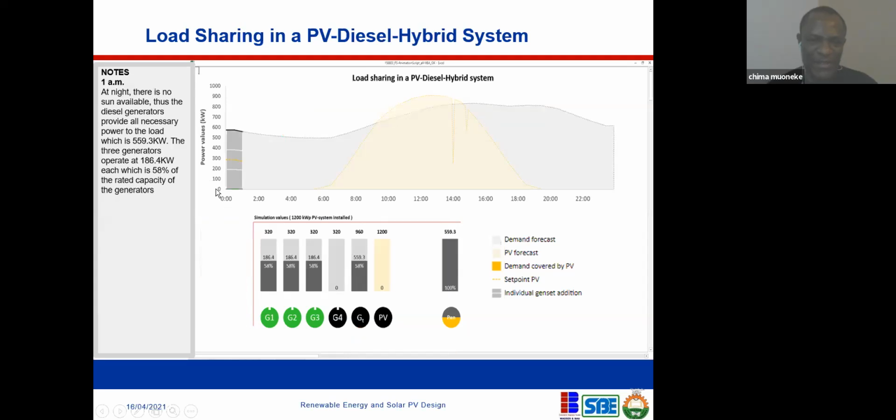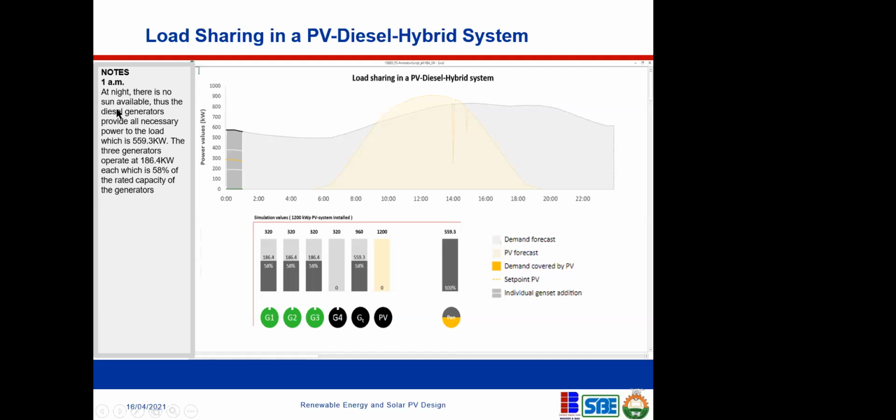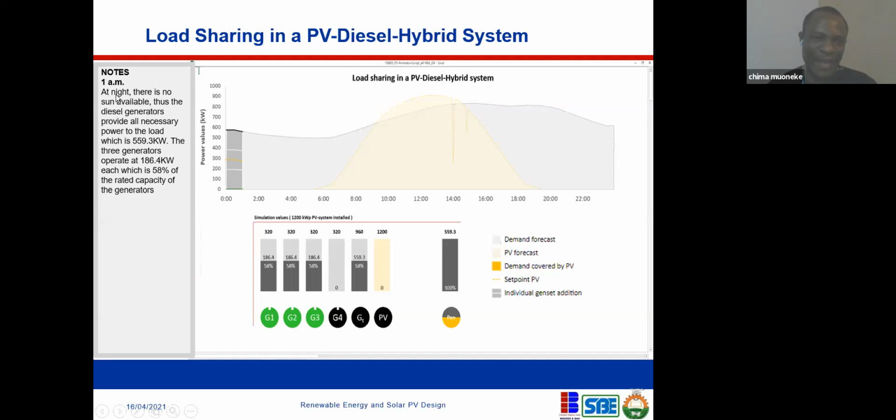So now this is 1 a.m. Look at the time here. That's at night. There is no sun available. Thus, the diesel generators provide all necessary power to the load, which is 559.3 kilowatts. The load at this time is 559 kilowatts. Now you can see that 3 generators are operating, 1, 2, 3. They are all operating at 186.4 kilowatts.